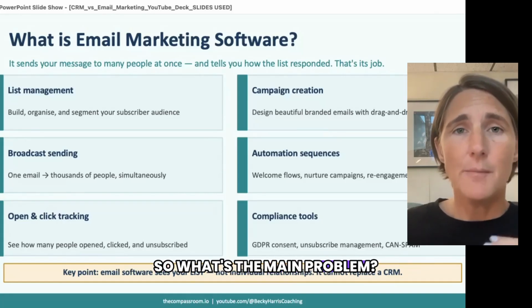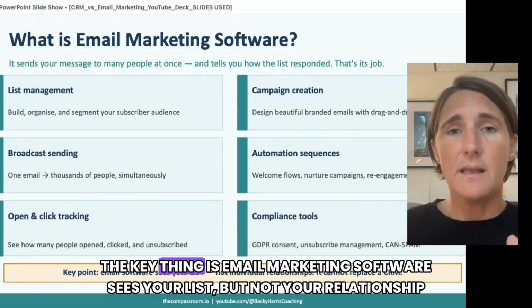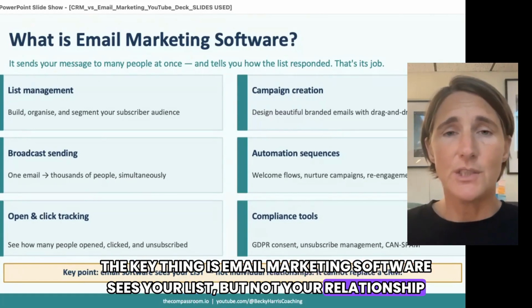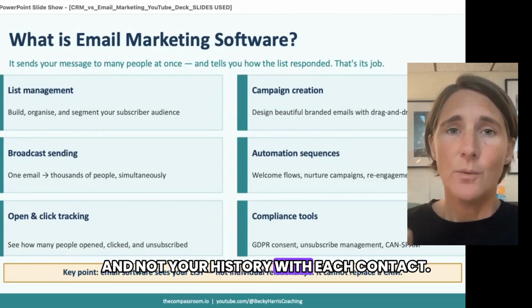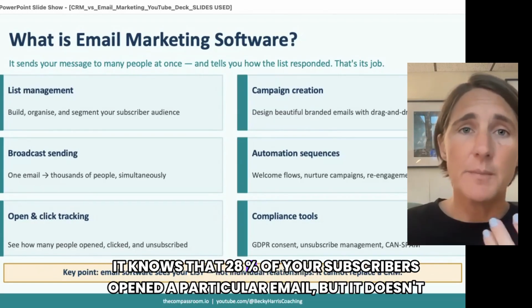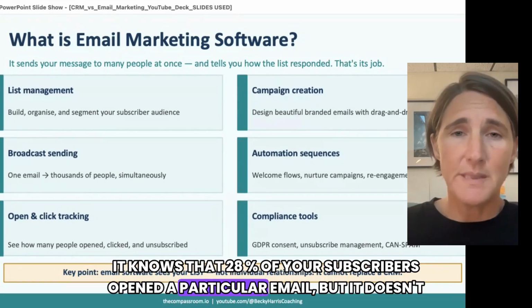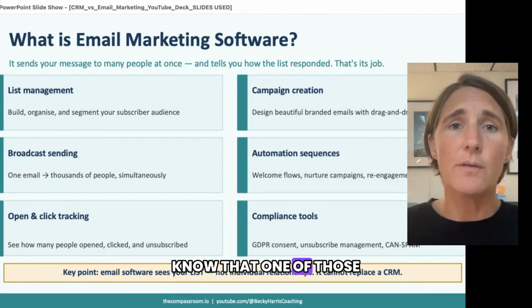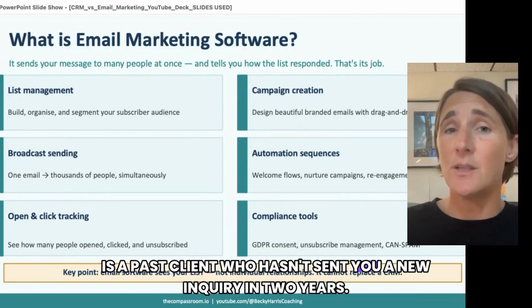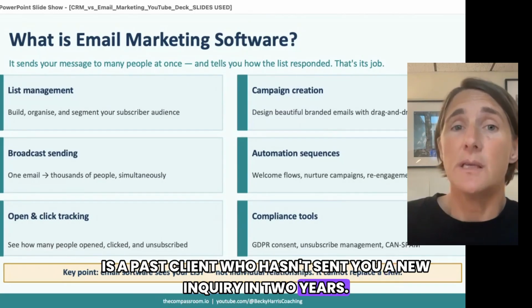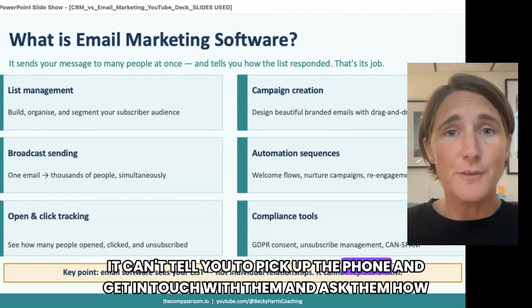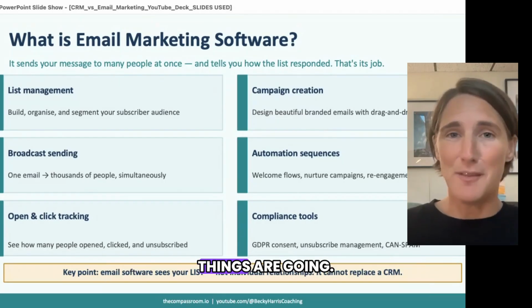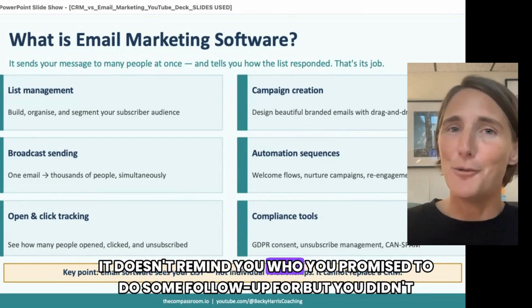So what's the main problem? The key thing is email marketing software sees your list, but not your relationship and not your history with each contact. It knows that 28% of your subscribers opened a particular email, but it doesn't know that one of those is a past client who hasn't sent you a new inquiry in 2 years. It can't tell you to pick up the phone and get in touch with them and ask them how things are going. It doesn't remind you who you promised to do some follow-up for, but you didn't actually do it, and things like that.